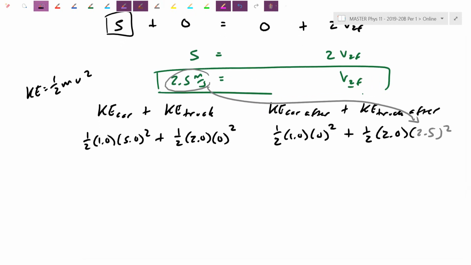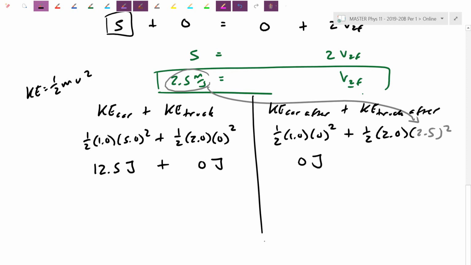So let's just punch our way through the values here. 0.5 times 5 squared. The car at first has 12.5 joules of moving energy. The truck wasn't moving, so that contributes nothing. On the other side here, the car ends up not moving, so 0 joules. For the truck here, 0.5 times 2 times 2.5 squared gives me 6.25.